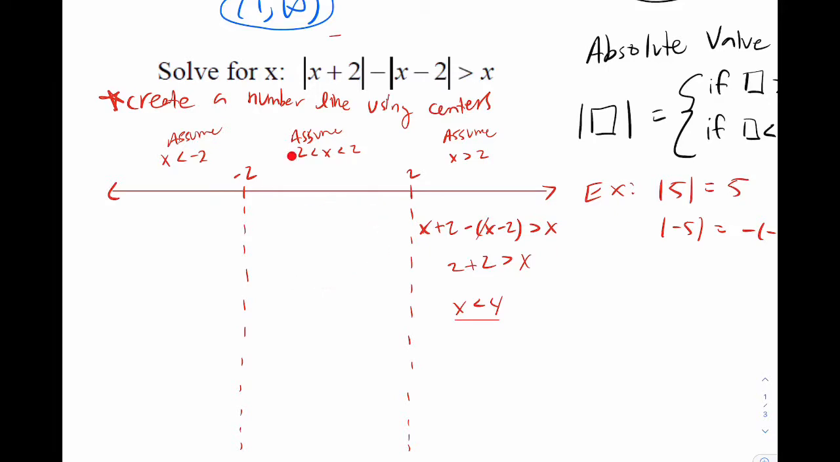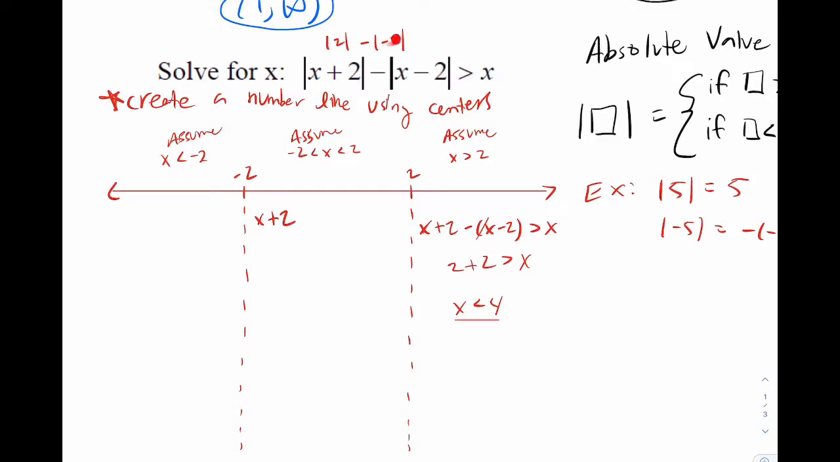We're assuming x is between -2 and 2. So let's say you pick a number. Let's say you pick 0. You plug in 0, you get absolute value of 2 minus absolute value of -2. Notice how this first one, it doesn't do anything, right? It's still positive. So that's why for this one, you simply write x plus 2, because the absolute value does nothing if we're greater than the center. So that's why this one, notice how we did nothing.